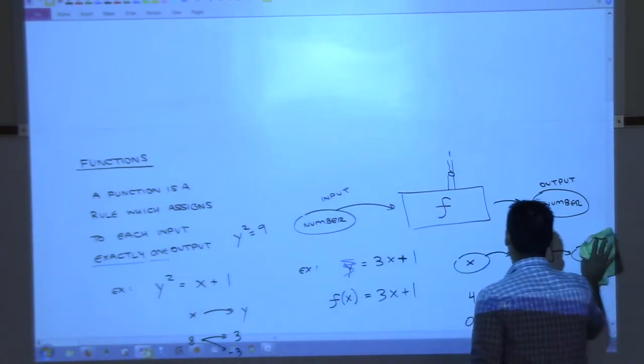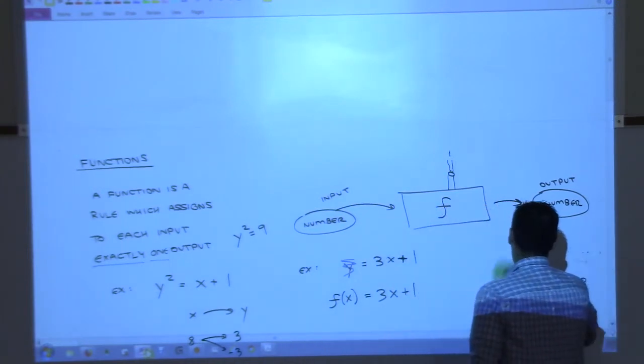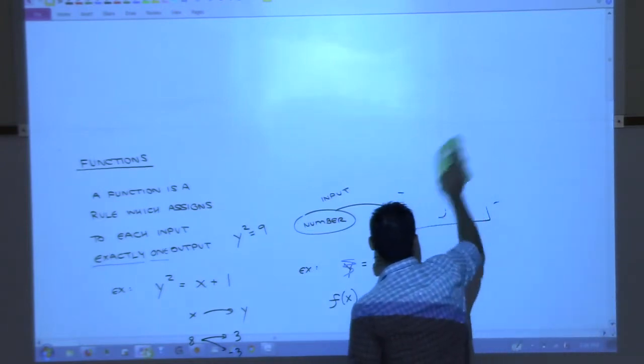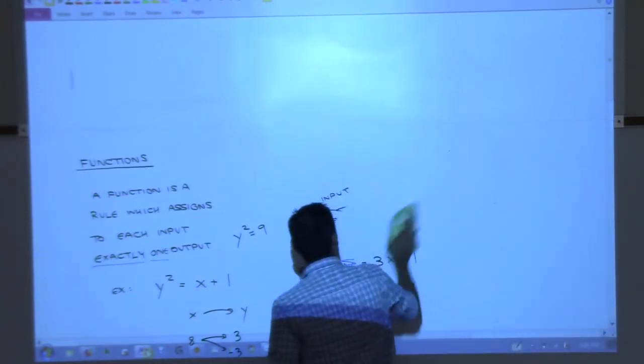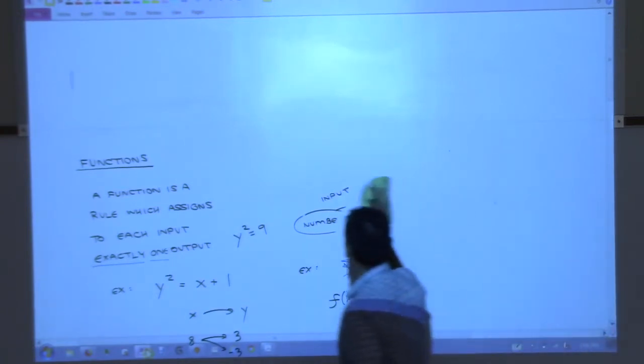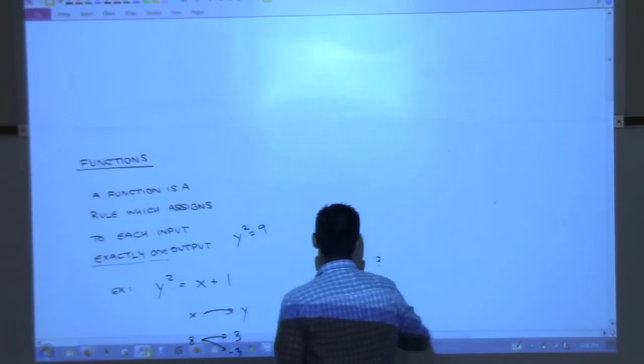All we need to be able to do in here is to be able to work with that notation, evaluate functions, and later on we'll do more with it, but let's just practice doing some evaluations of functions.